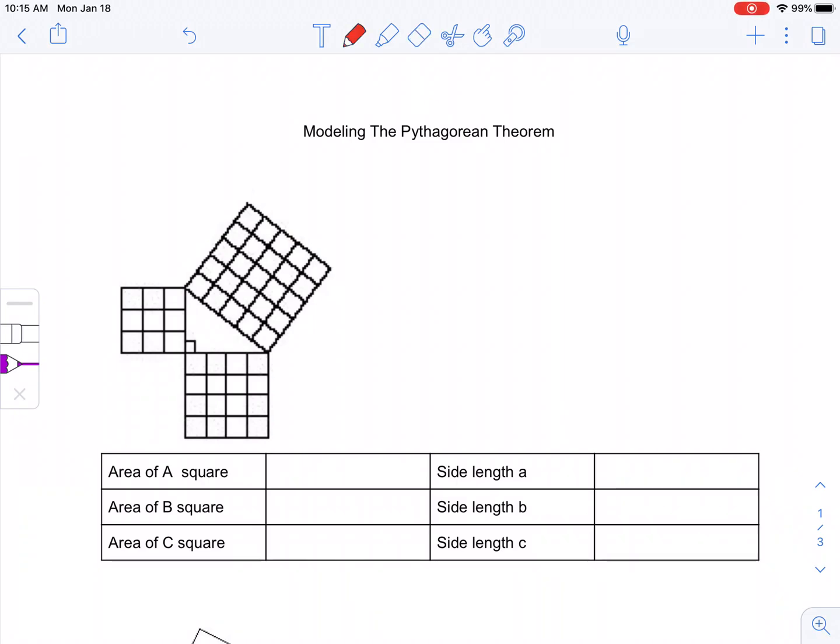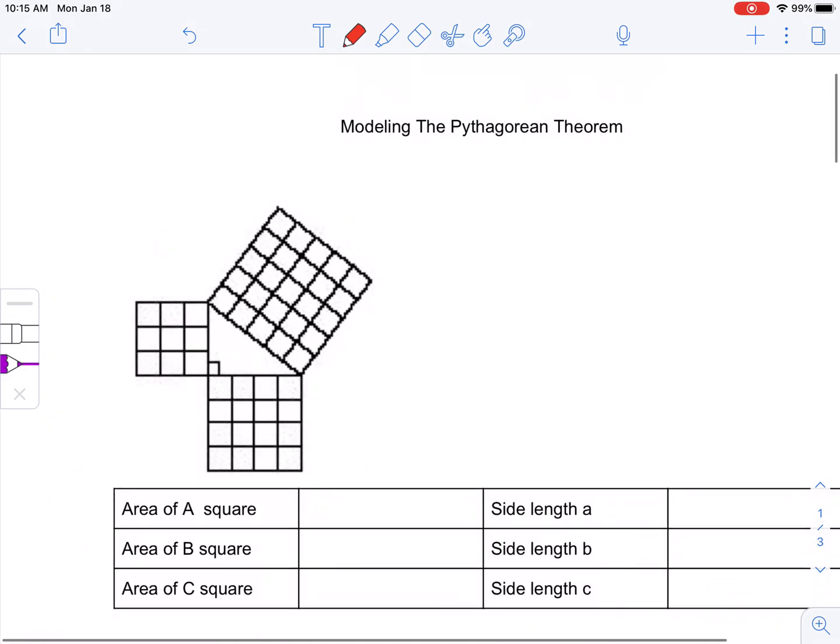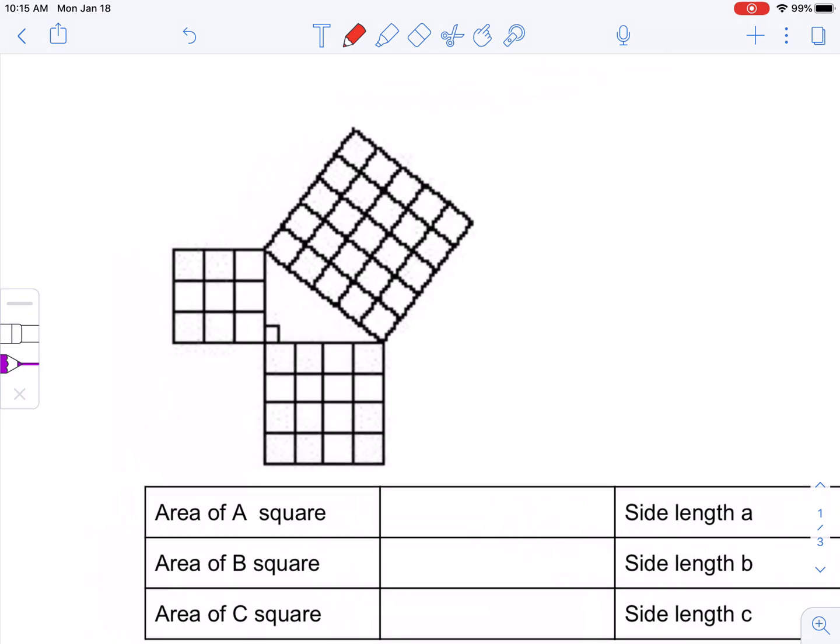Okay, good morning. Today I'm going to go over modeling the Pythagorean theorem. The Pythagorean theorem was something that was discovered in early civilization by a Greek mathematician with the last name Pythagoras. And what he discovered about right triangles we still use today.